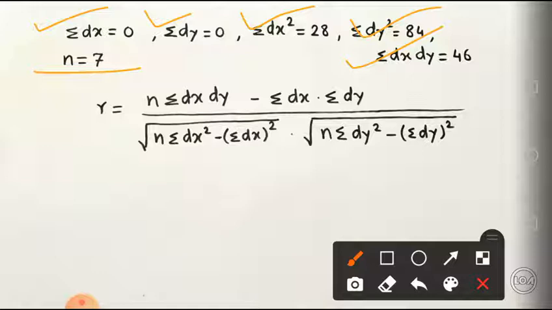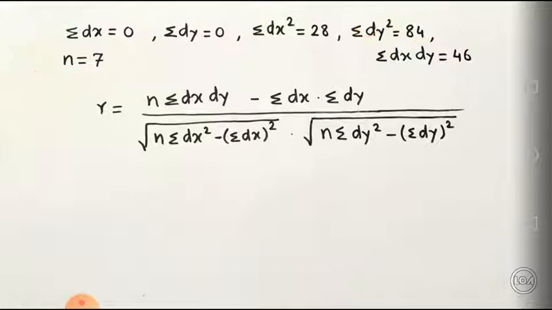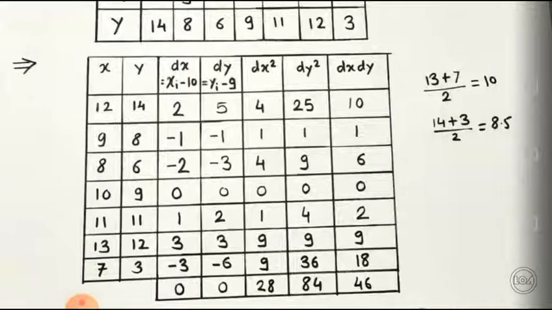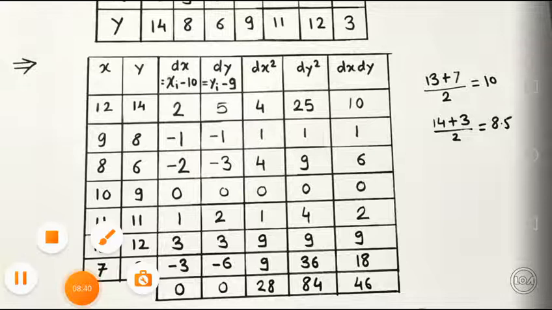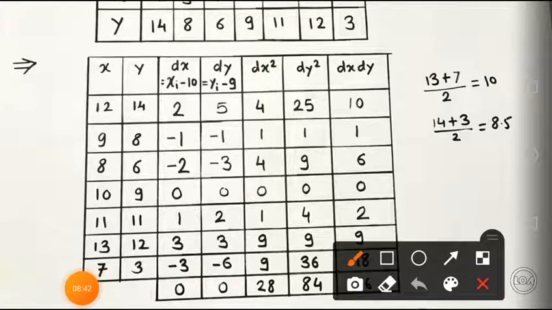Now the next step is simple. We need to put all these values in the given formula. If anyone is wondering how n is 7, we can count the items of x: 1, 2, 3, 4, 5, 6 and 7. So the items are 7, so the value of n is 7.